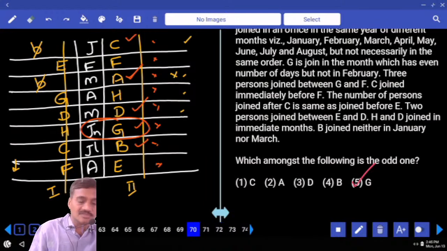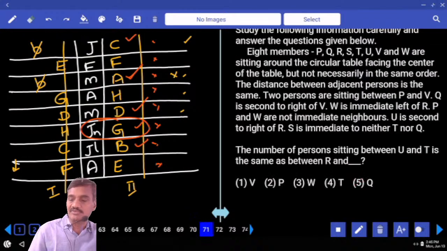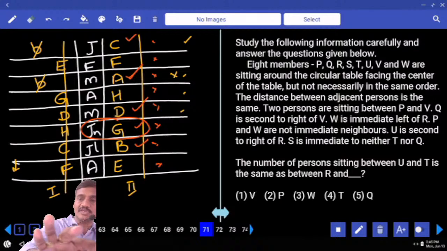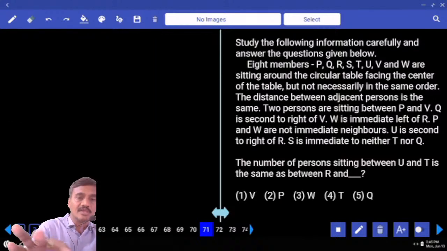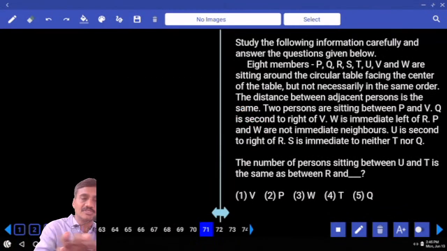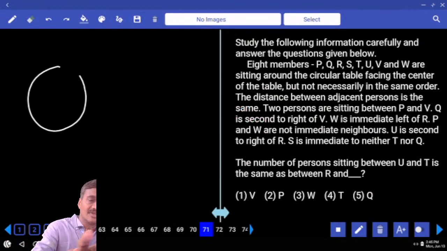Clear? Now this is about question number 66 to 70. Then 71 onwards, 71 to 75. Now in this 71 to 75, how many persons are there? There are some 8 persons. And who are those 8 persons? P, Q, R, S, T, U, V, and W are the 8 persons we have. And these 8 persons are seated around a circular table and facing towards the center. Information clearly given. All the persons are facing towards the center.